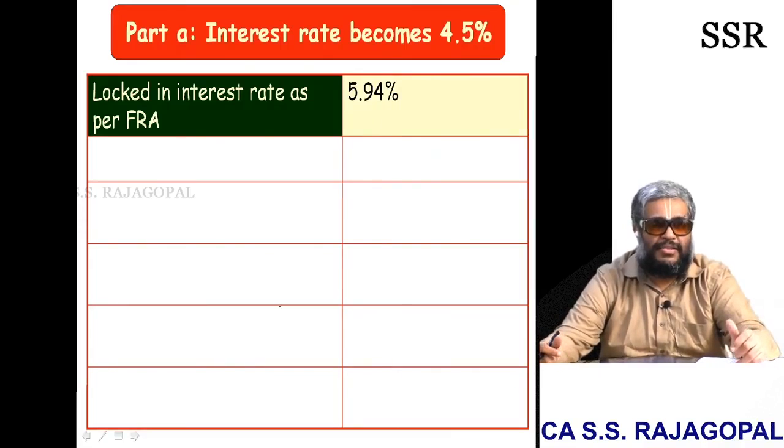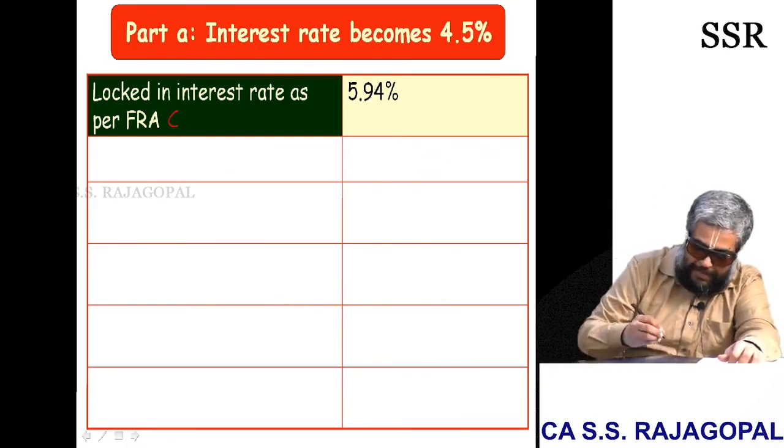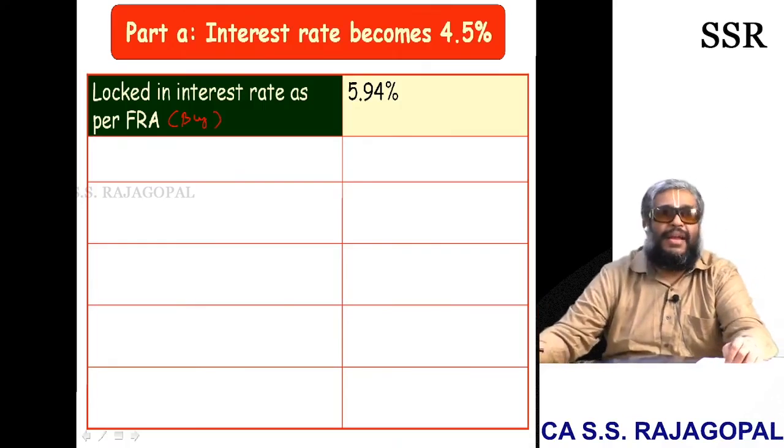Logged in interest rate as per FRA is 5.94%. I have agreed to buy at 5.94%. Response is, if you want to buy, write buy. Buy at how much here? 5.94%.